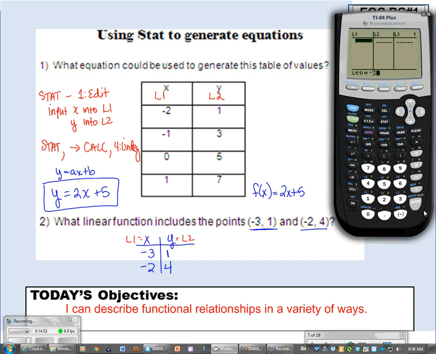We're going to put in -3 for our L1 and a -2. These are X values. And then our corresponding y values are 1 and 4. Check your numbers, negative 3, 1, negative 2, 4. Then we'll follow again, stat, go over to calc, and then linreg. So hit stat, arrow over to calc, number 4, gotta go all the way down to calculate, press enter. Y equals 3x plus 10, you got it.